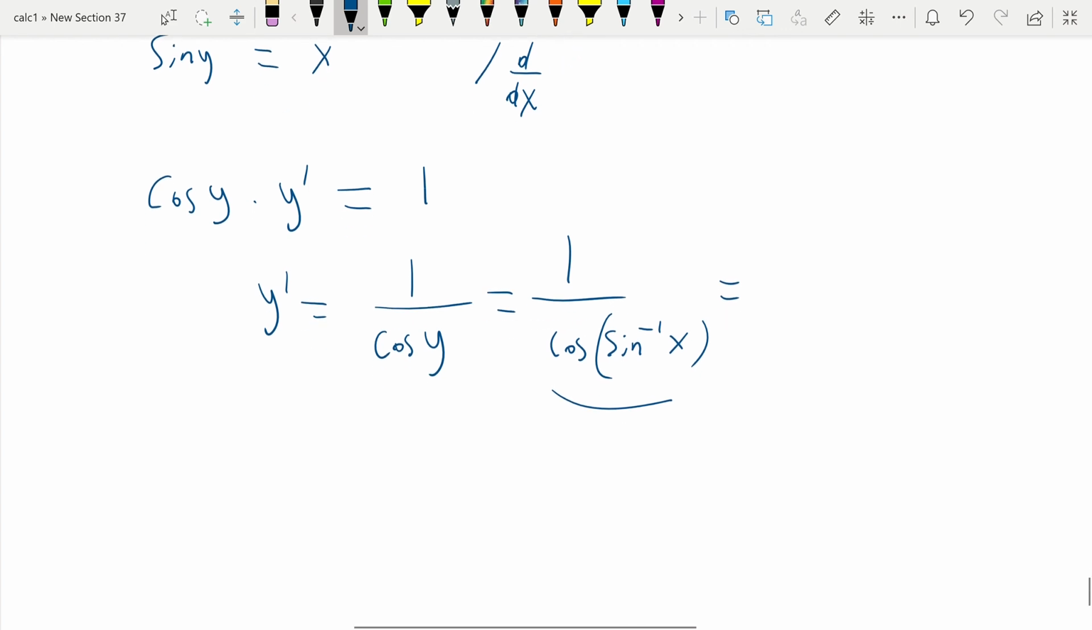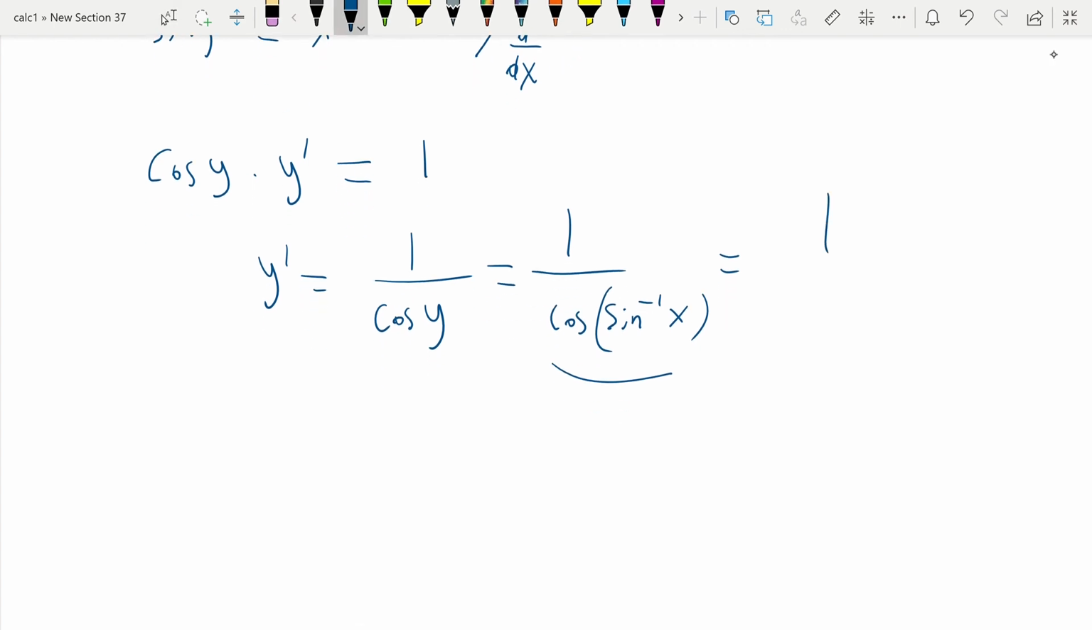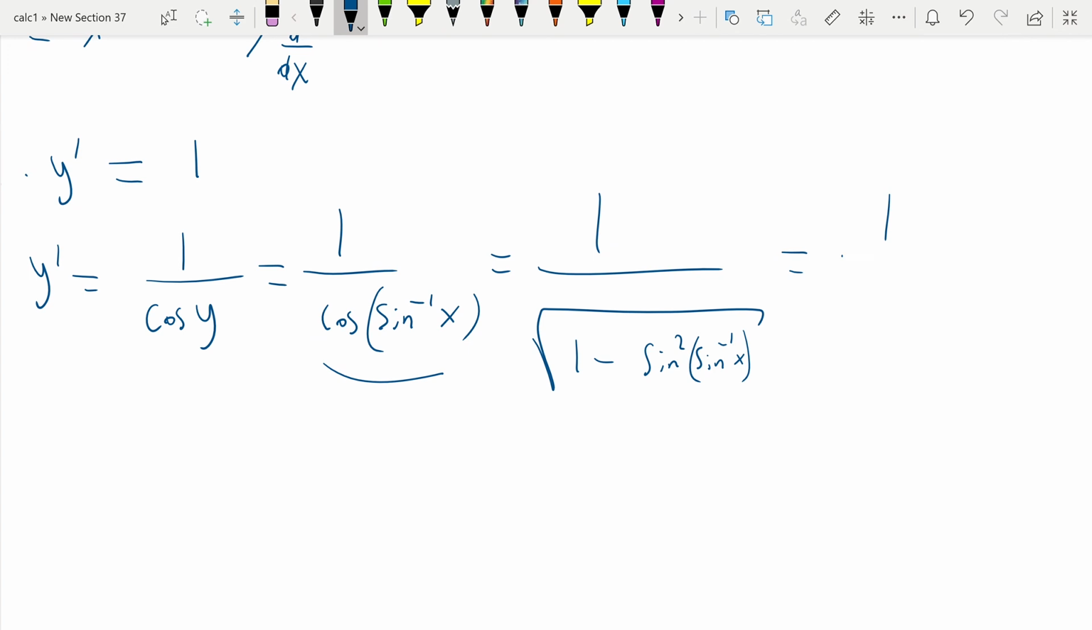But okay, we're going to actually do this next week, so don't worry about it for now. But this becomes the same as 1 over the square root of 1 minus sine squared of sine inverse of x. We're going to do this in more detail in a much more geometric way next time. We have the sine of the sine inverse of x, which is just x, and you're raising it to the power of 2. So you get 1 minus x squared, and that is the derivative of arcsine.